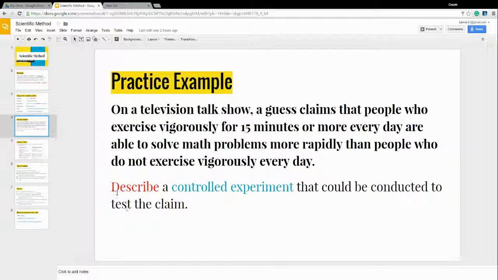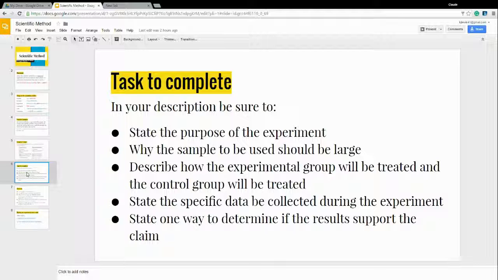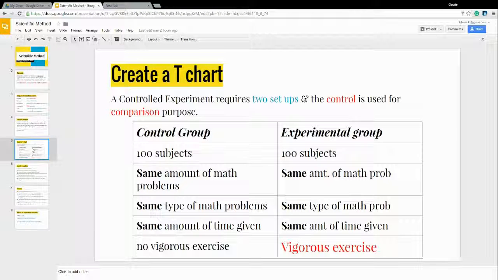Okay, on the bottom you see it says describe in red. Describe, that's what I want you to do. Describe a controlled experiment. Not just experiment, controlled experiment. That means you need two setups that could be conducted or performed, that you can actually test, okay? Now, before you attempt to answer any of those bullets, the first thing you should do is make a T-chart like that.